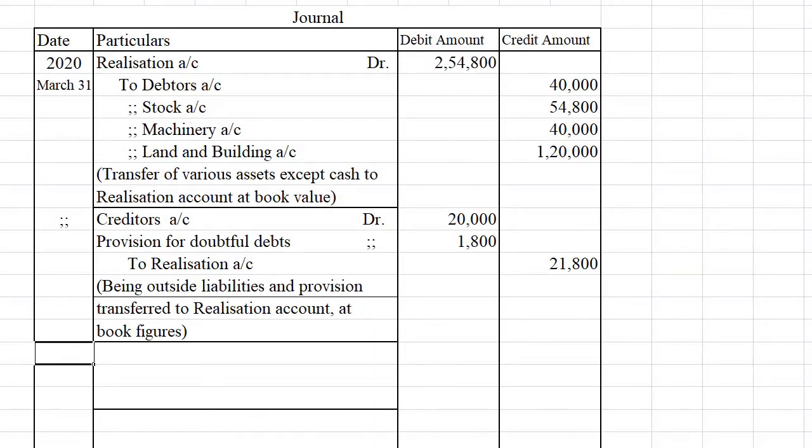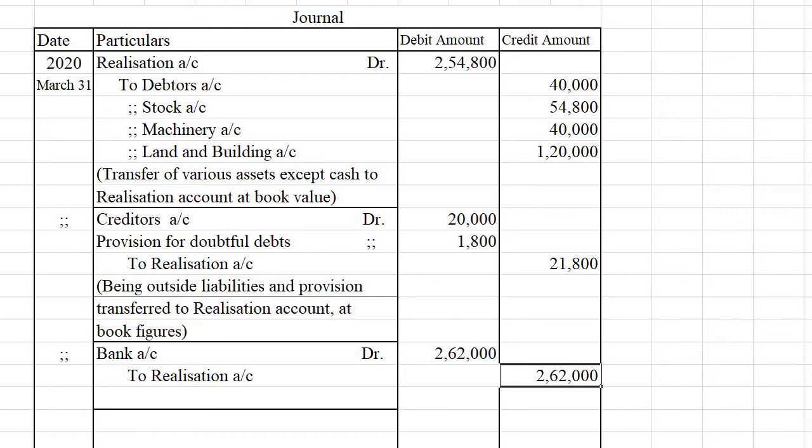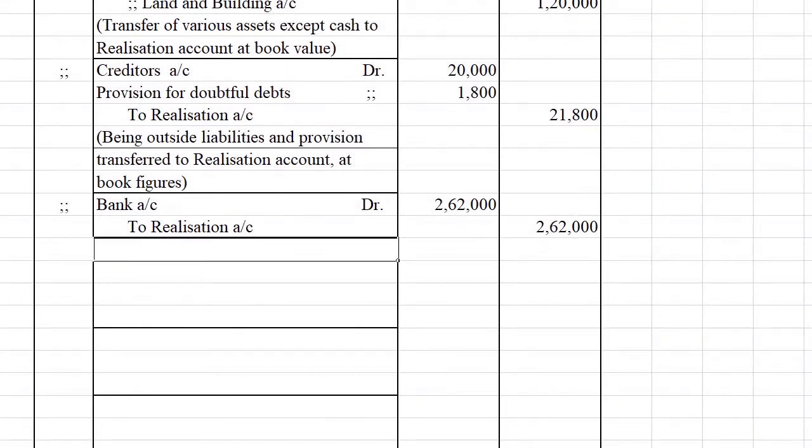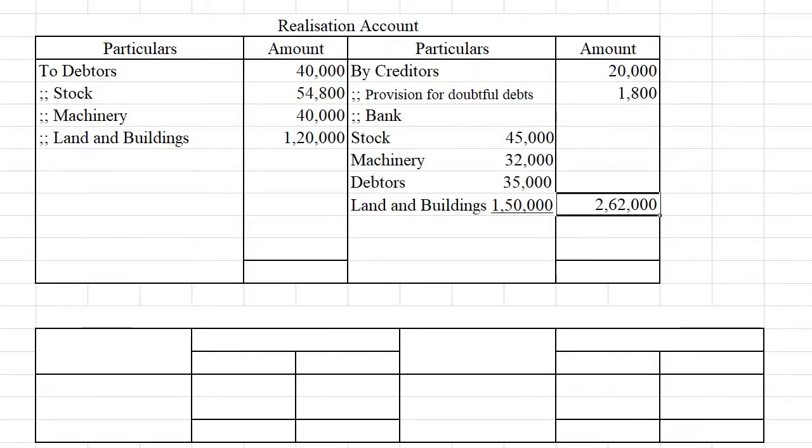Here, date. So the journal entry is bank debtor to realization. So bank debtor how much? 2,62,000 to realization. Since we have written the realized value of individual items in the realization account, it is not necessary to write all the assets in brackets. We can just show that being the amount realized from sale of assets. That's enough. Okay. Then we can again see the realization account.